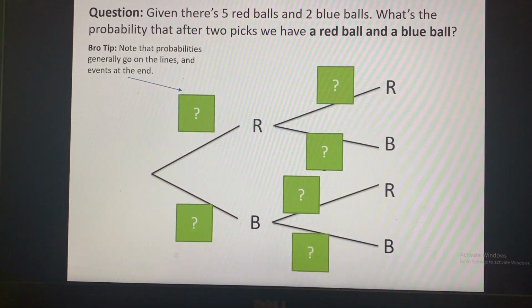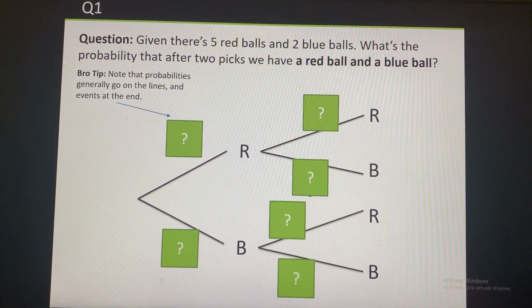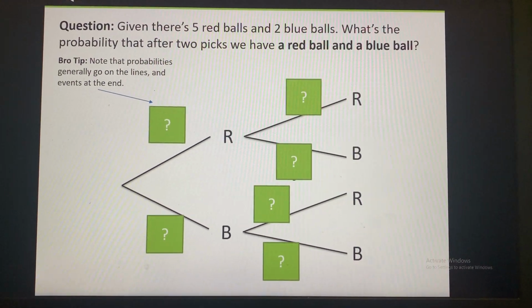So this is our next lesson for probability, and we're going to be doing probability tree diagrams.